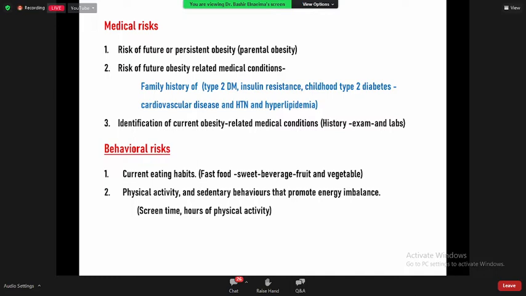Screen time. Currently we are starting an obesity clinic in our hospital. One of the universal problems is screen time. Kids are spending hours and hours, almost 7, 8, 10 hours in screen time. When we say screen time, we don't mean the academic activity screen time. No. Out of the academic activity screen time. Hours of physical activity: most children are not spending any time on physical activity. So this is important information you have to gather at the beginning.